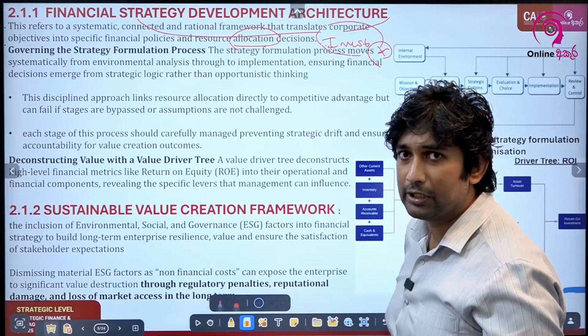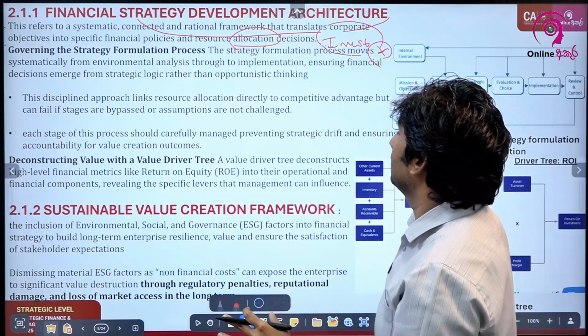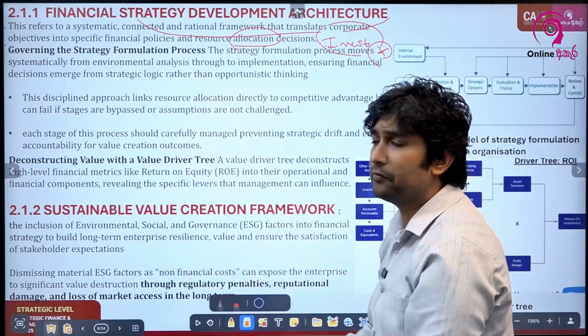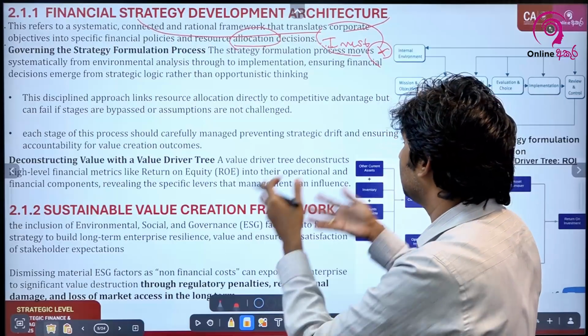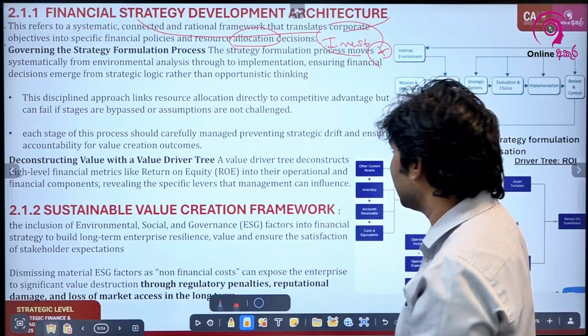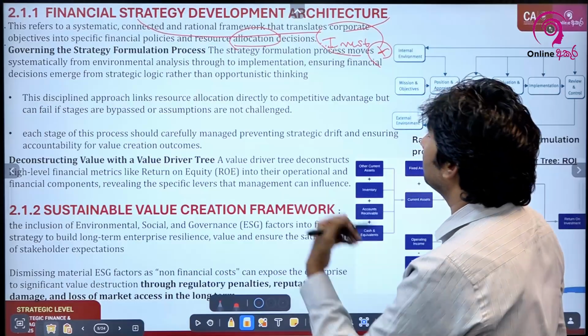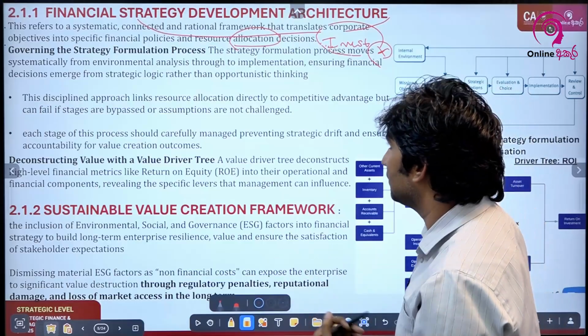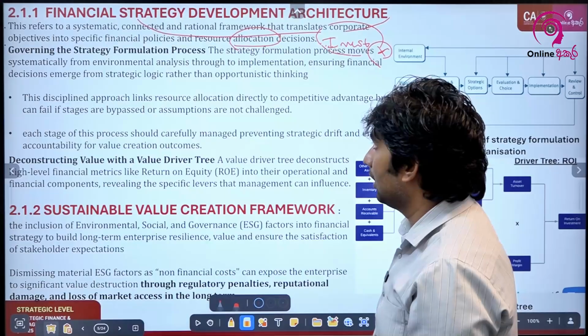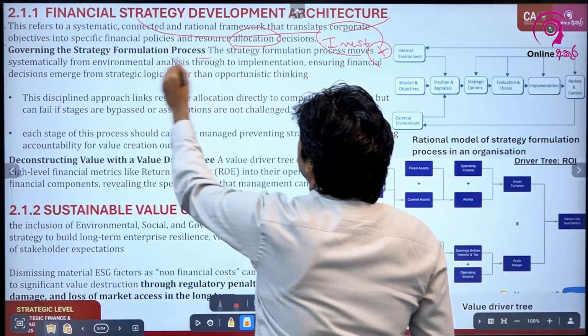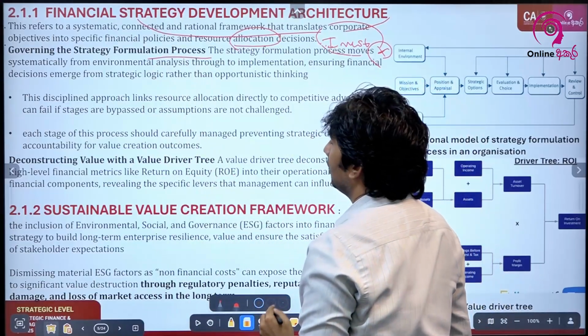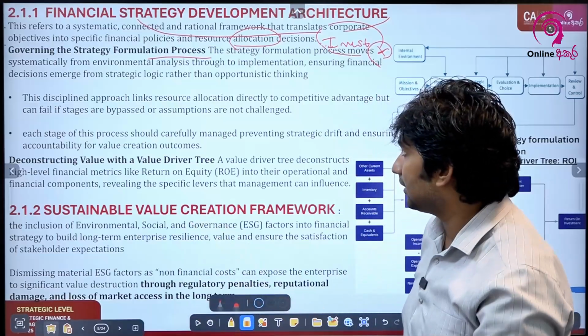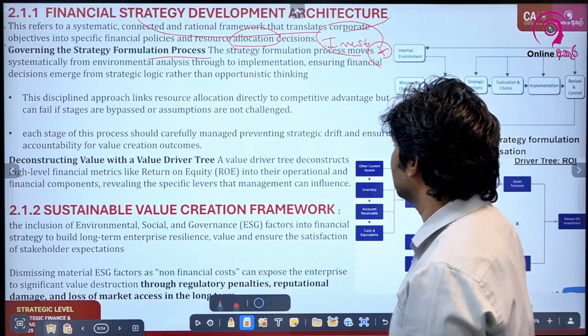So there needs to be a proper method that cascades down from your vision and mission to your specific financial policies and actions. This is what we call a financial strategy development architecture, governing the strategy formulation process. So you need to have a proper strategy formulation process.